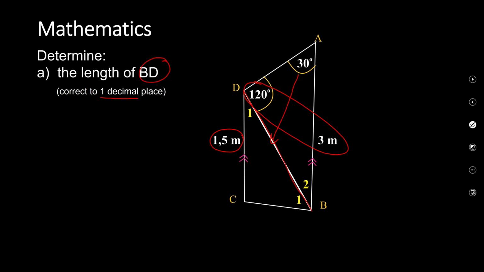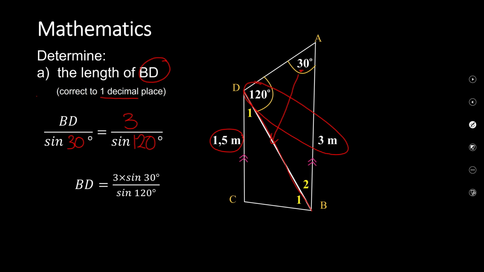So remember, it's going to be BD over sine of the angle across it. Let's start writing that out quickly. Okay, so BD, and the angle across from BD is this angle here. So we're going to say sine of 30. And our full pair we're given is the 3 meters. And the angle across the 3 meters is 120 degrees. Right, so we're going to just rearrange this equation to get rid of the sine 30 from our left hand side. And so we end up with BD is equal to 3 times sine of 30 over sine of 120.